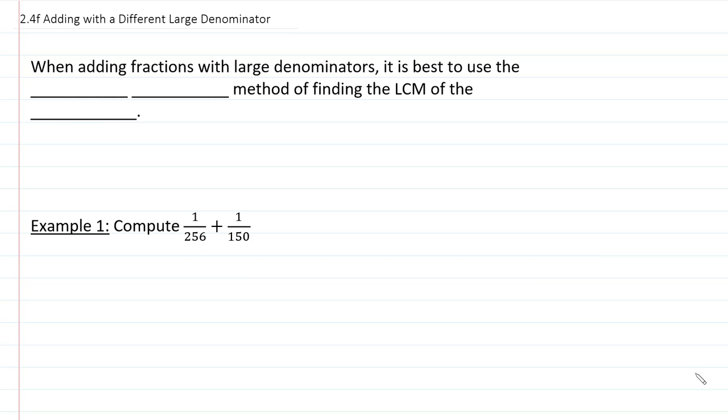2.4f, adding with a different large denominator. When adding fractions with large denominators, it is best to use the prime factorization method of finding the LCM of the denominators.